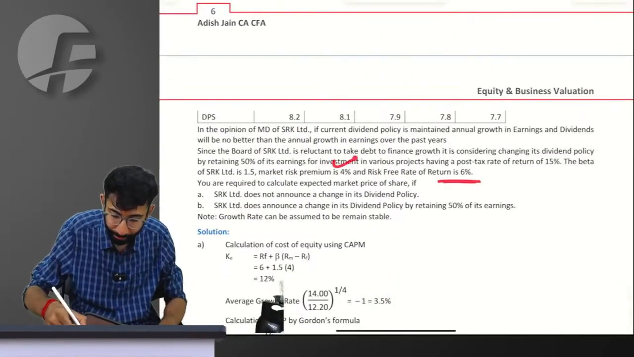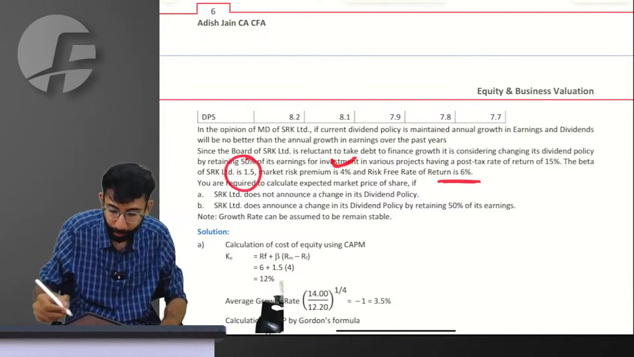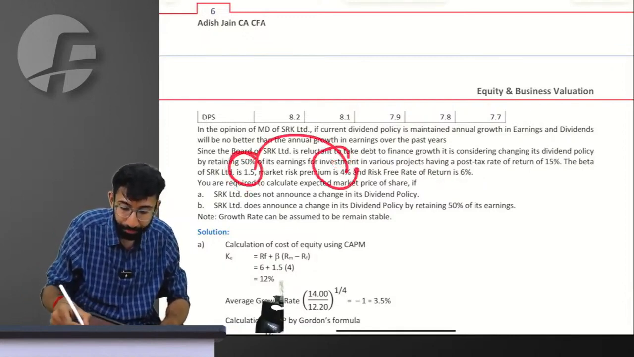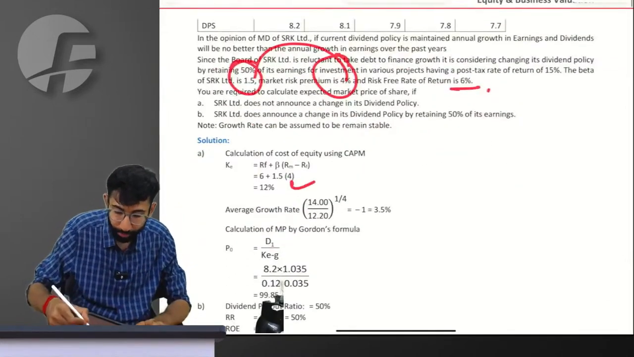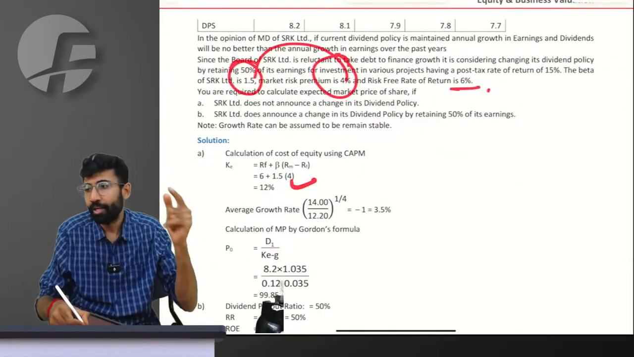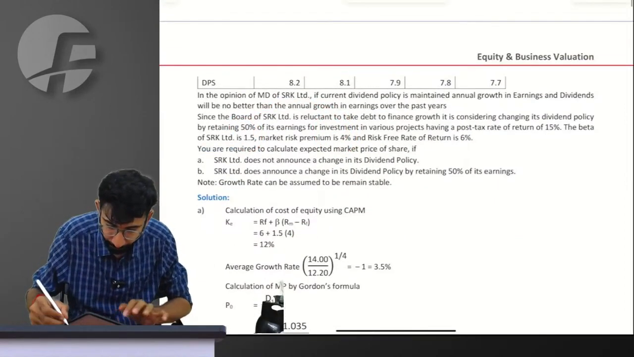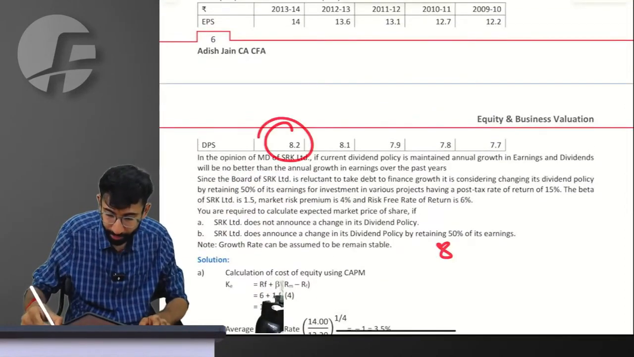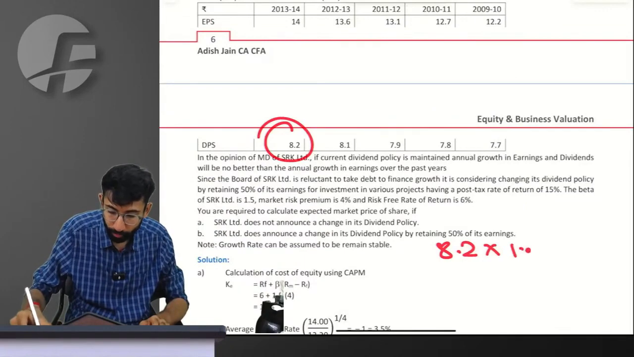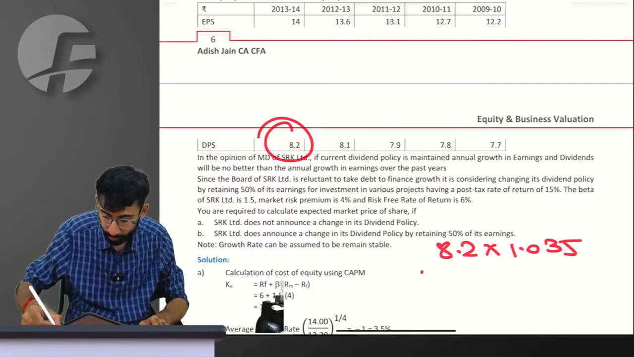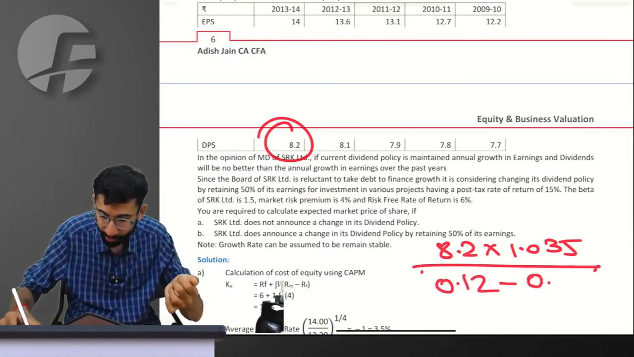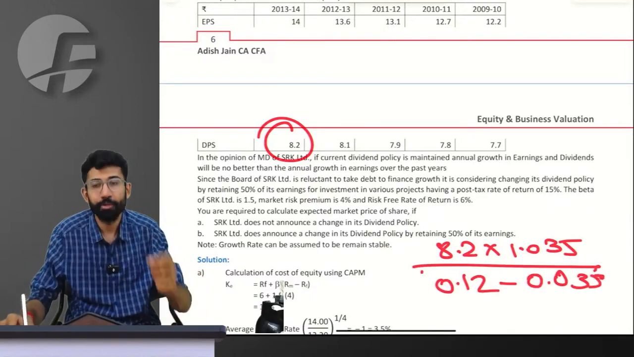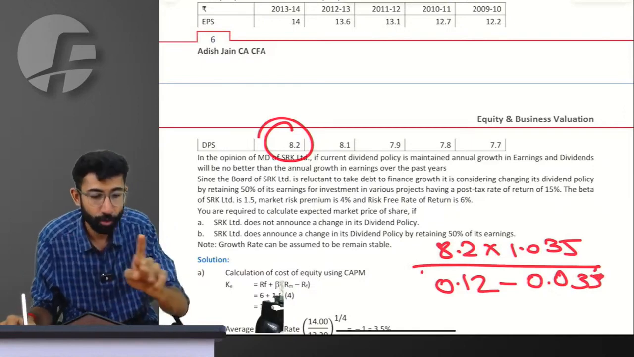RF is 6, RM minus RF is 4, beta is 1.5. So 4 into 1.5 is 6, and 6 plus 6 is 12. So 12% is KE. Very quickly, calculate the share price. The latest dividend was 8.2 into 1.035 growth, divided by K minus G, 0.12 minus 0.035. What are you getting as the answer? Please share it with me, everyone.